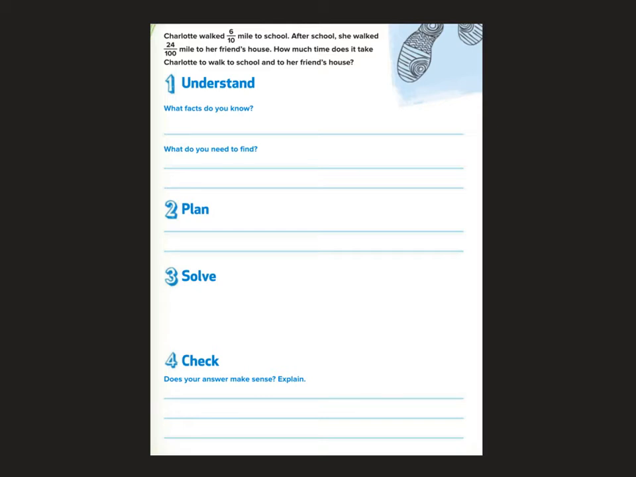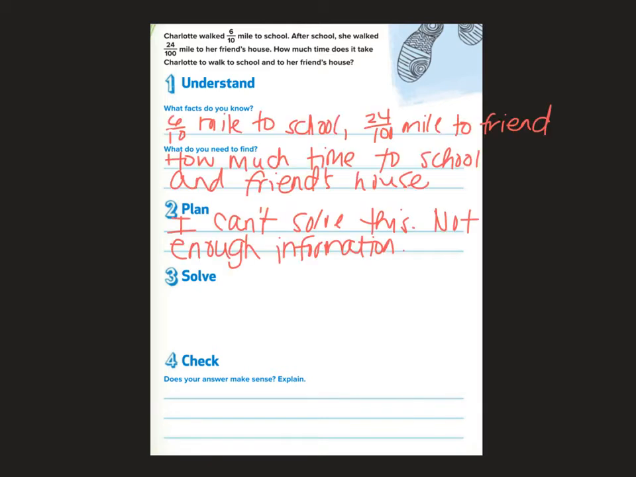What do we know? Let's write it down, I guess, anyways. So how much time? Sorry, I just wrote everything out. So it takes 6/10 of a mile to get to school, 24/100 of a mile to get to her friend's house. How much time to the school and to her friend's house? We can't solve this. There's not enough information. So we're kind of done here because I can't solve and I can't check my answer. So let's move on.